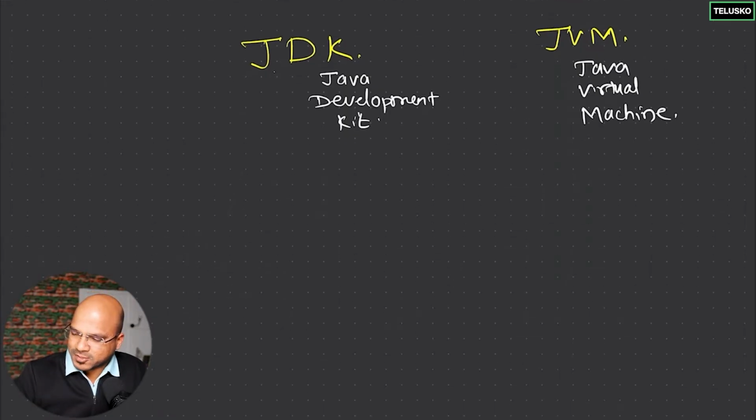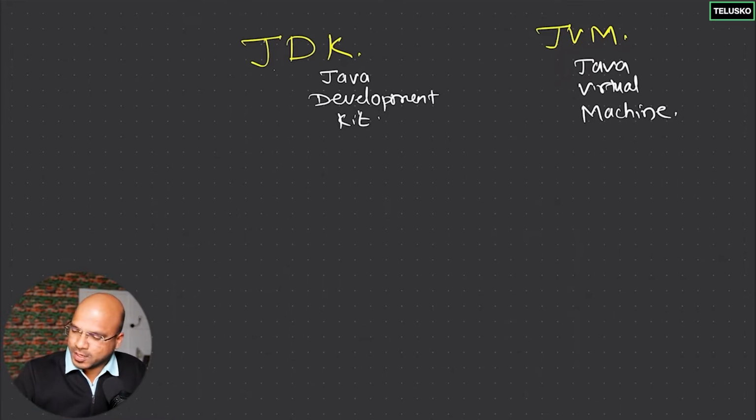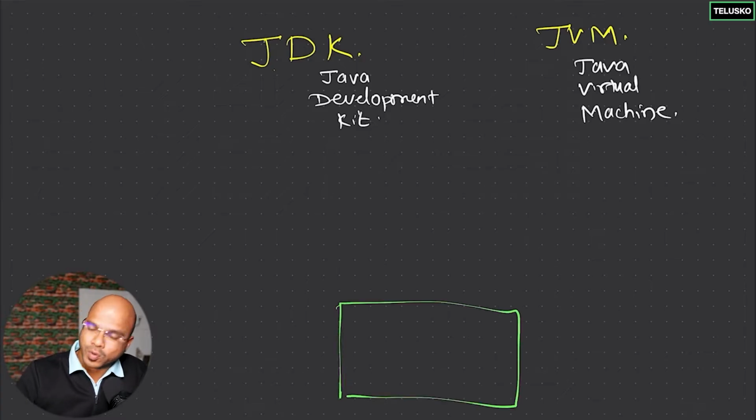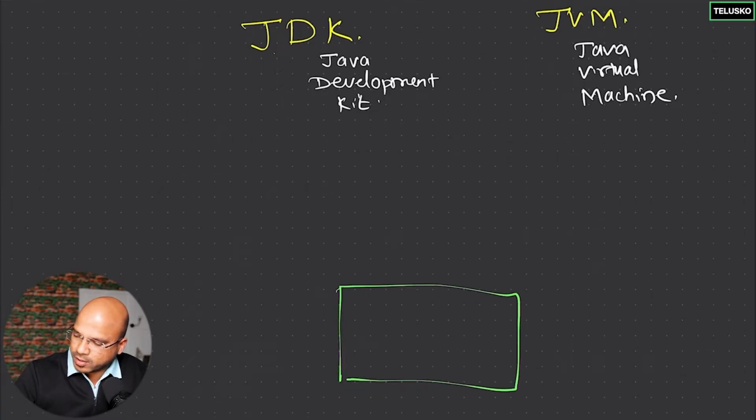So what happens is, when you want to run your code, and the code I'm talking about here is the bytecode, assuming that you have already compiled and you have the bytecode with you, you need to get a space. Let's say this is your space where you are going to run your code. And this space is basically your JVM. This is where you actually execute the code.